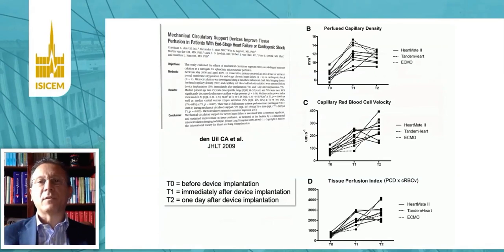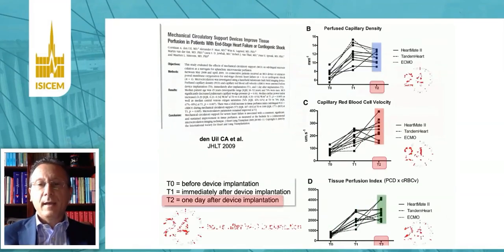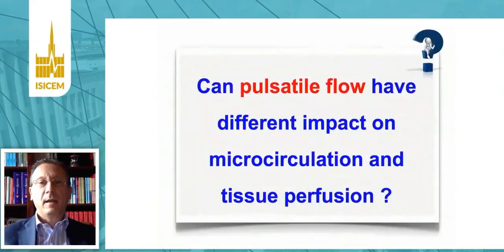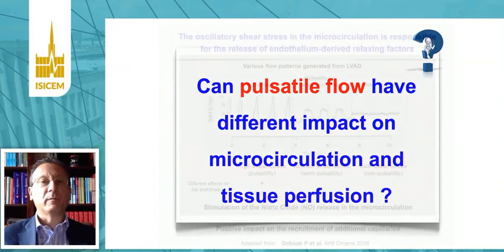And it was found that perfused capillary density, capillary red blood cell velocity, and tissue perfusion index improved just immediately after device implantation, and they remained stable 1 day after device implantation. So the question is, can pulsatile flow have a different impact on microcirculation and tissue perfusion?